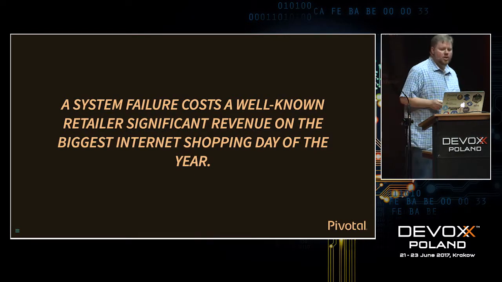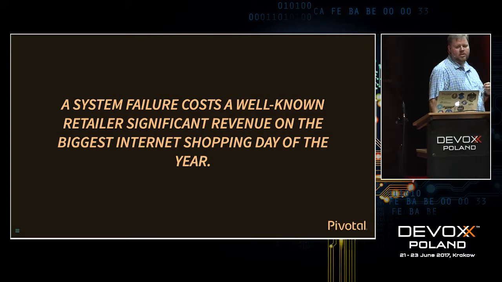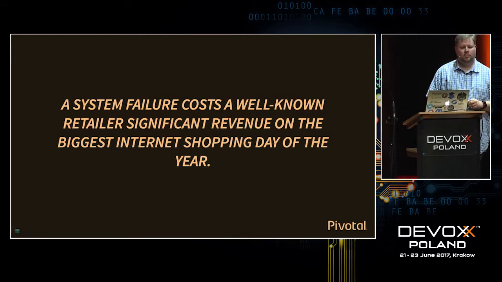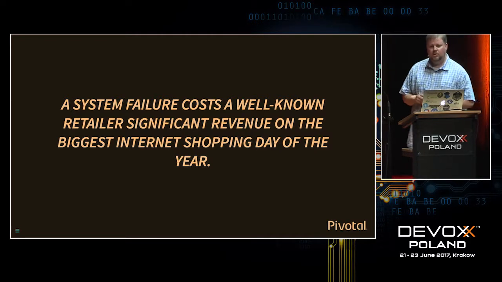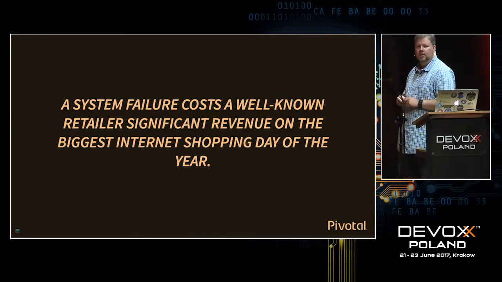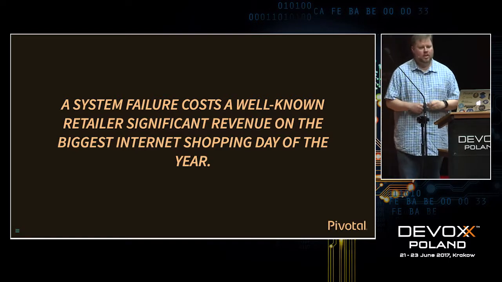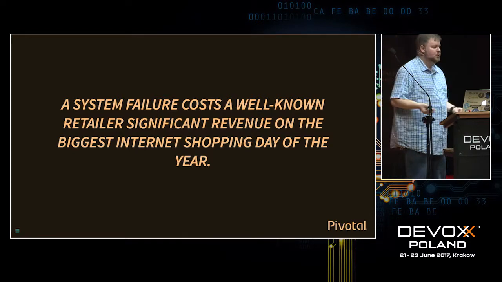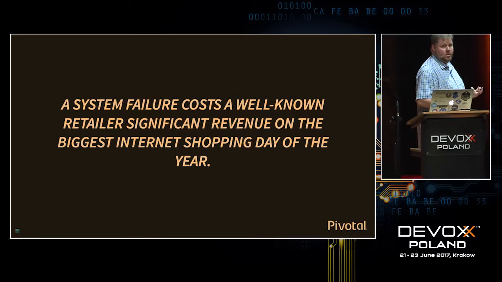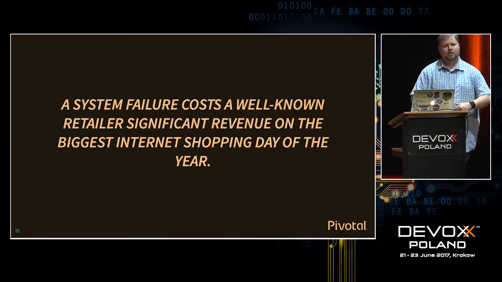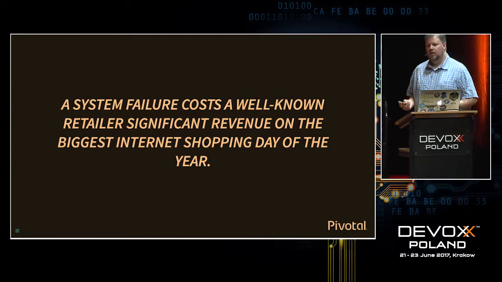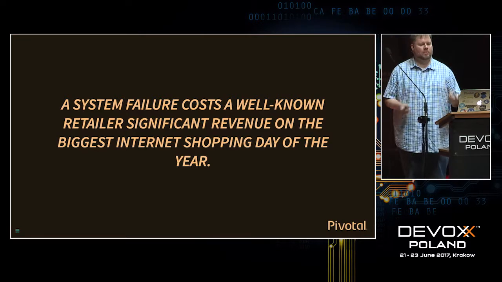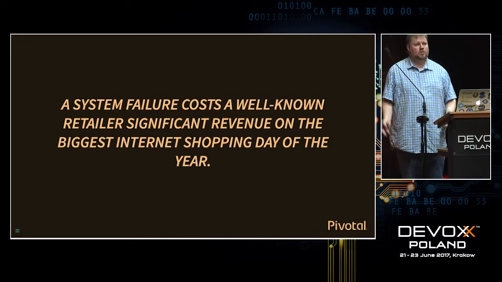So, system failure cost a well-known retailer significant revenue on the biggest internet shopping day of the year. This has happened several times in the last 2 or 3 years. Retailers make all of their money in a very short period of time, and in that short period of time, that's when their systems are put under the most stress. And when they fail spectacularly, then you don't make that money. And that's a big deal because you usually don't have another opportunity to catch up until a year later.